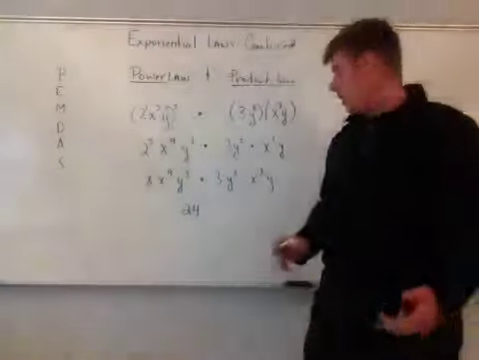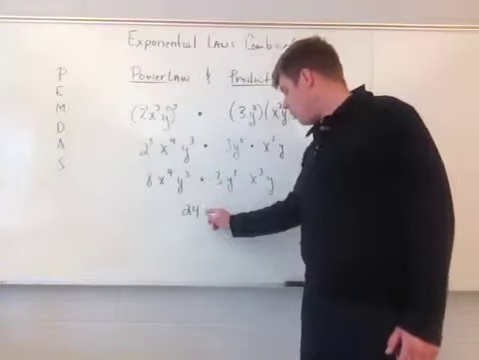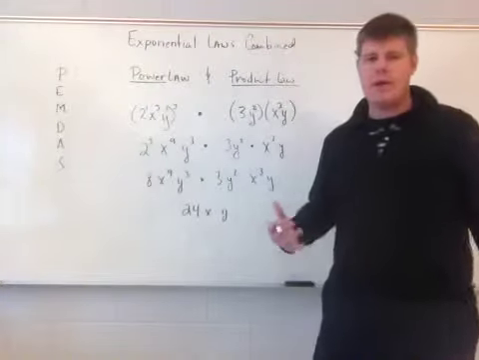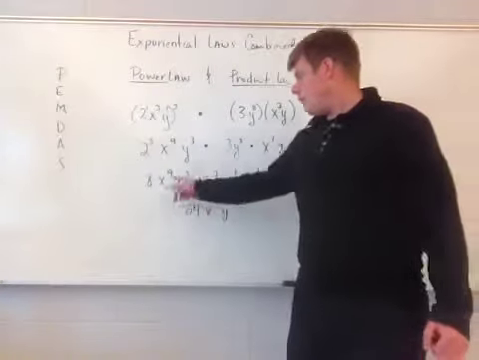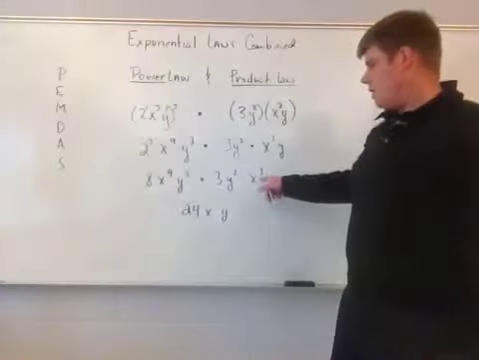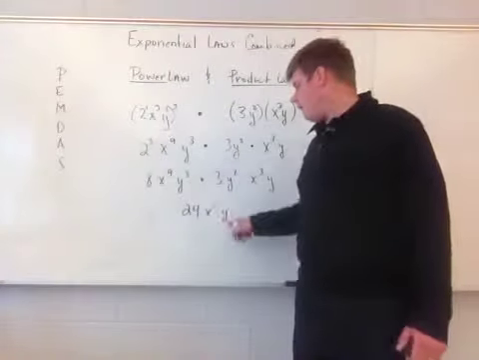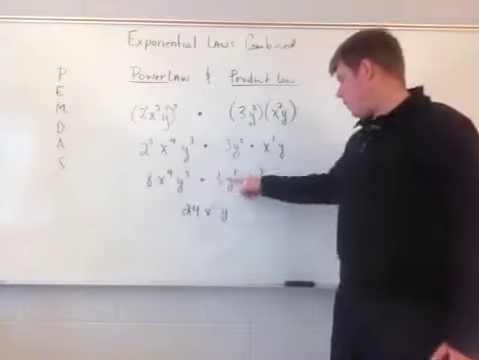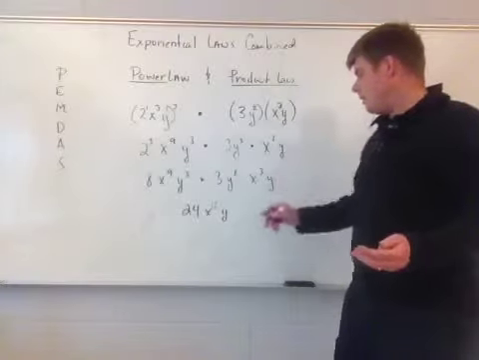Now I ask, what are my bases? My bases are an x and a y. So I'm going to write them back out, an x and y in my final answer, and whatever their exponents are is what they're going to be. For x I have a 9 and a 3, which make 12. So this is 24x to the 12. And then for y, one has a 3, that one has a 2, so 3 and 2 make 5, and that one has a 1, so that makes 6.